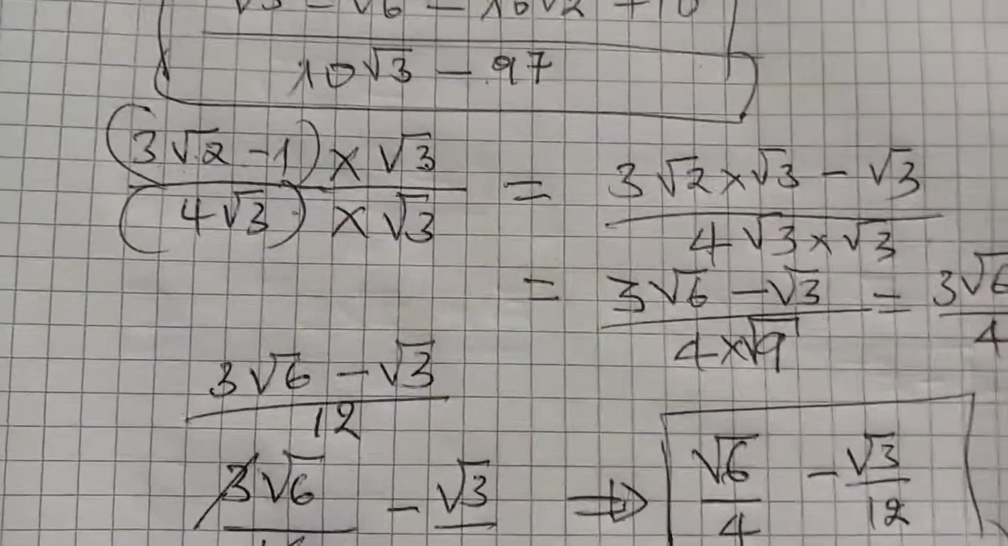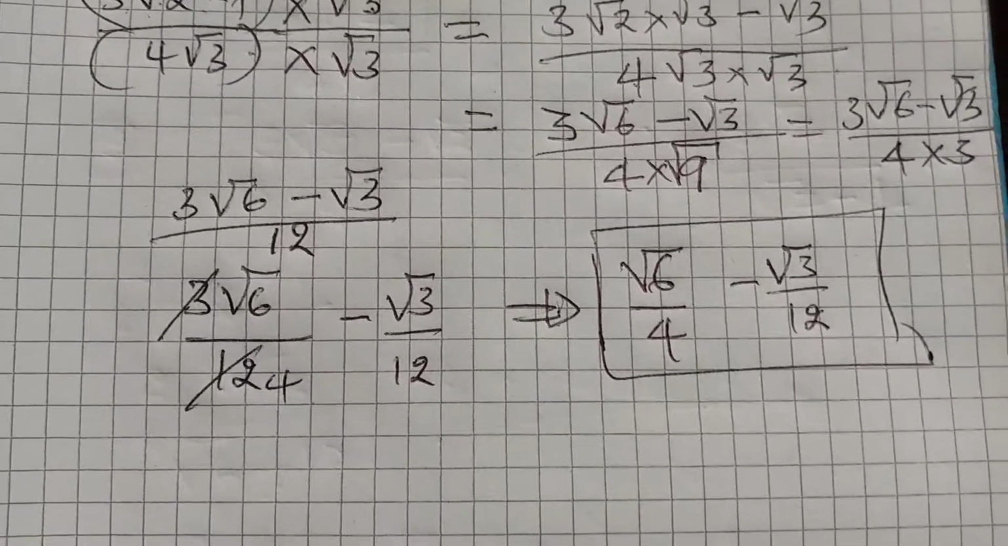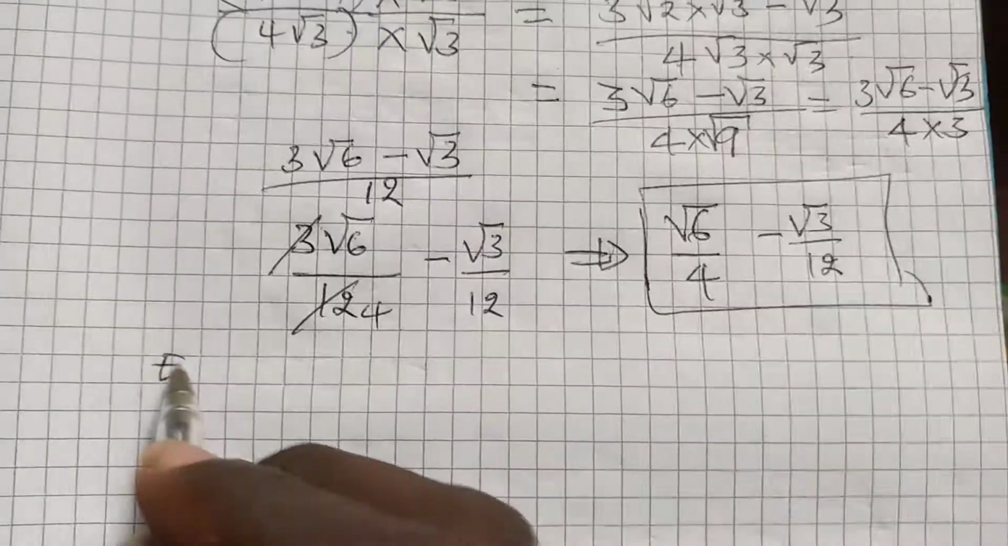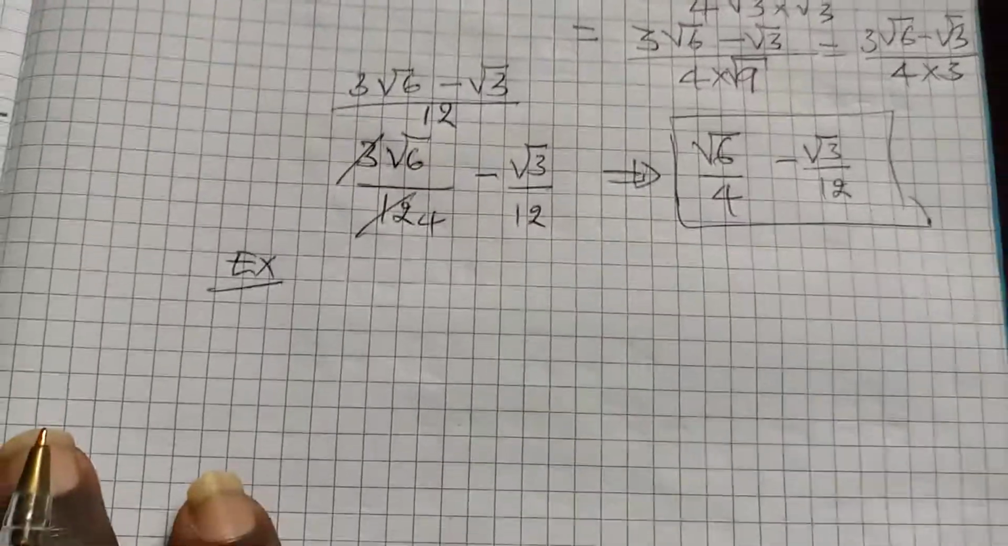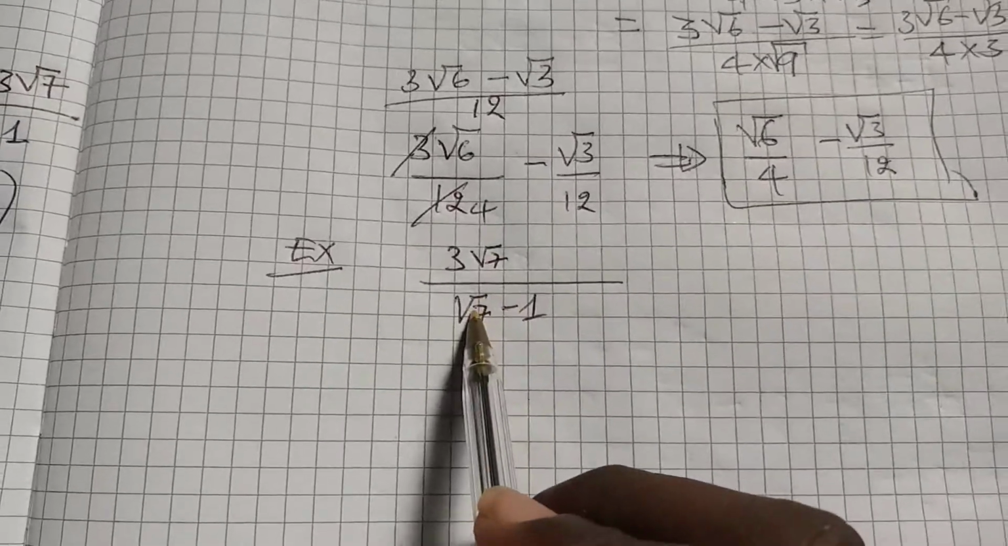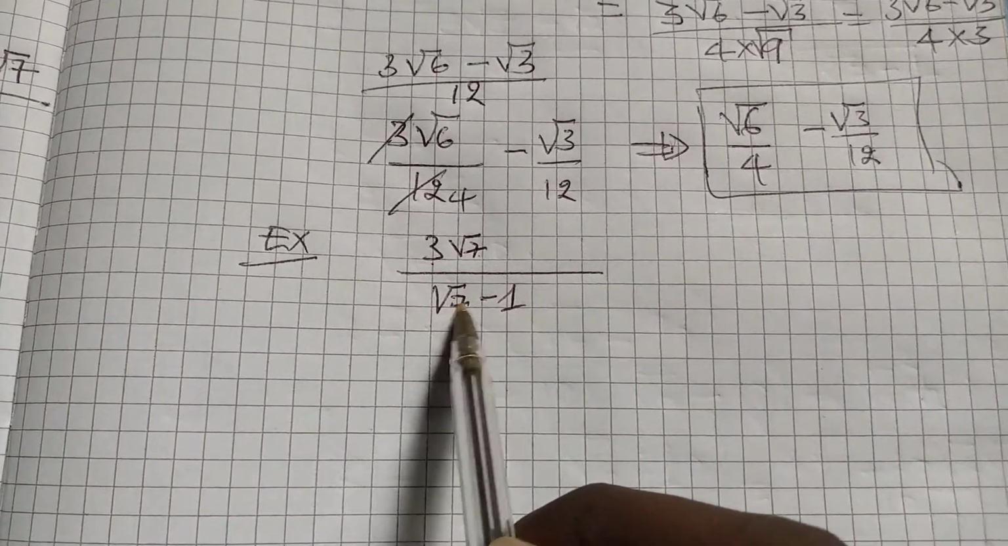Allow me to go to the next example, and the example looks like this: 3 square root of 7 divided by square root of 7 minus 1.